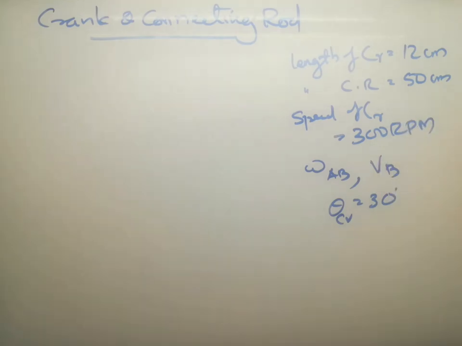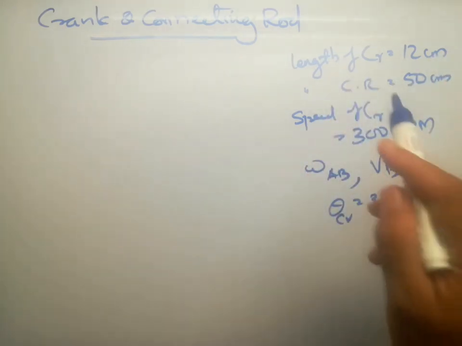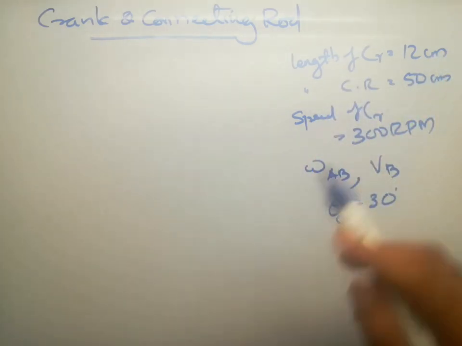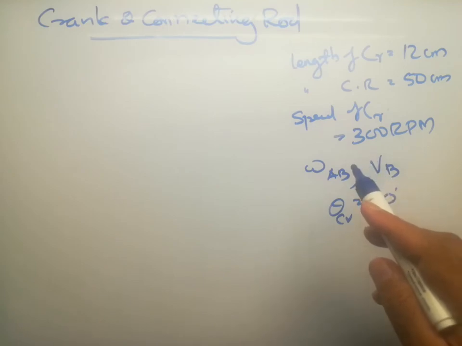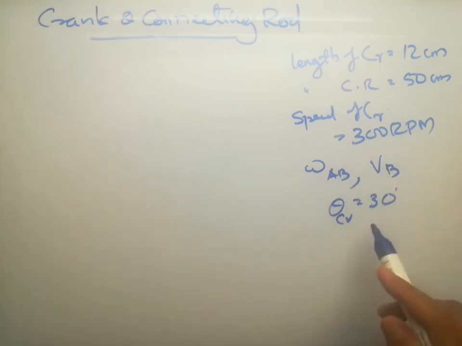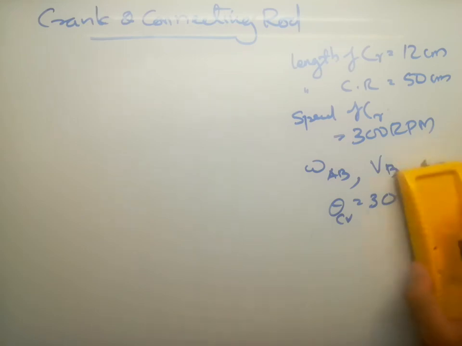So this is the question given. You have to find the velocity of the piston and the angular velocity of the connecting rod AB. The given values are: length of the crank is 12 centimeter, length of the connecting rod is 50 centimeter, speed of crank is given as 300 RPM, and we need to find the piston speed when the crank is at an angle of 30 degree with the horizontal.